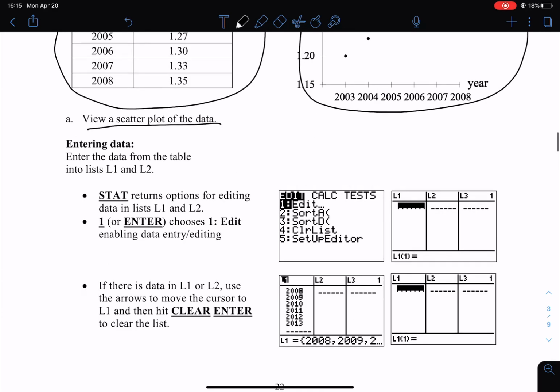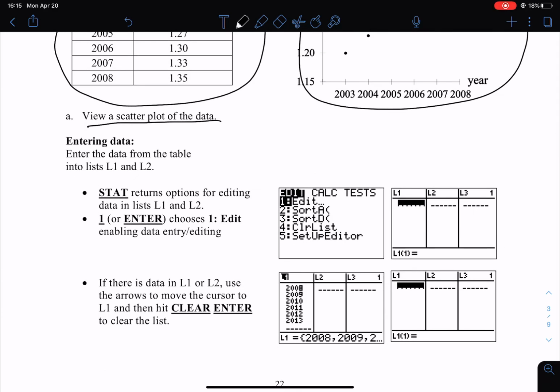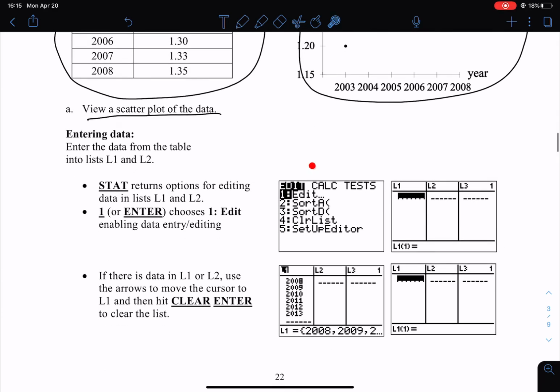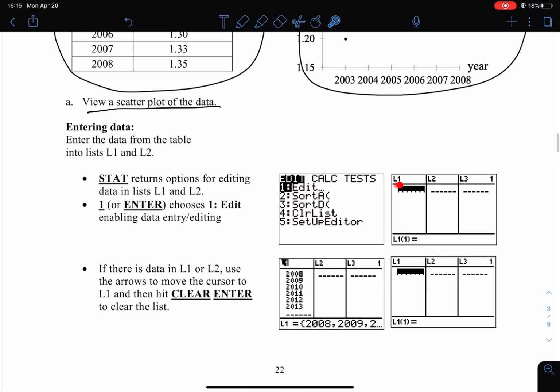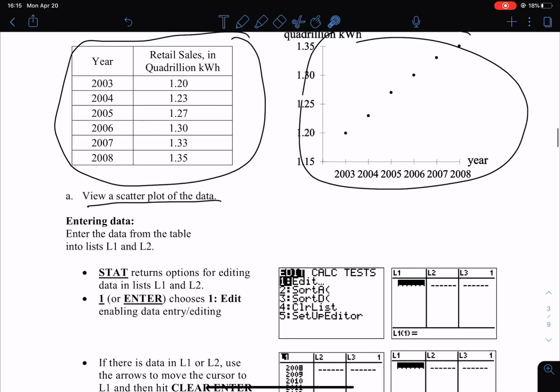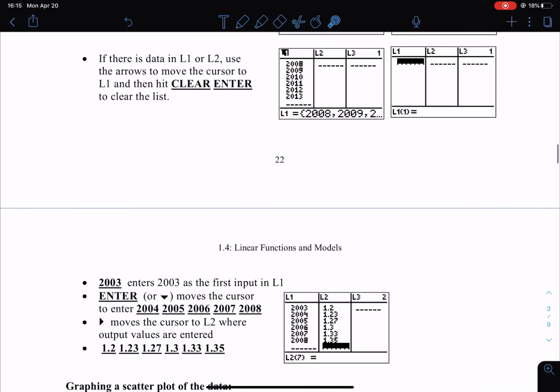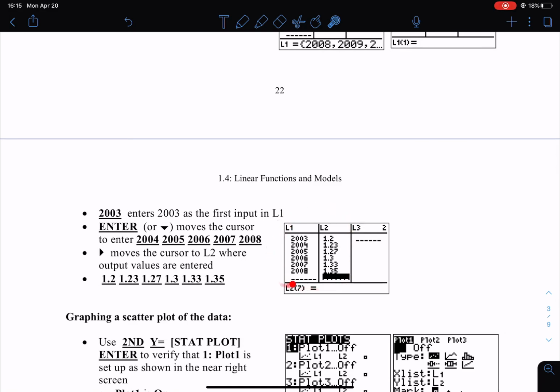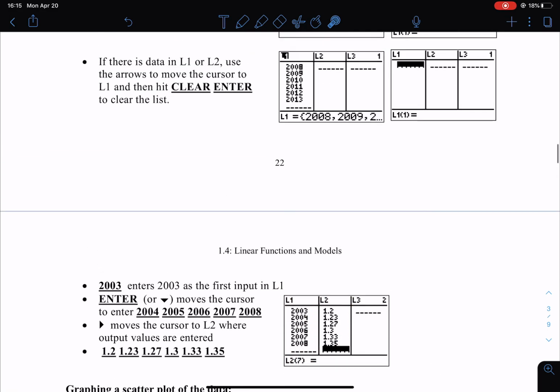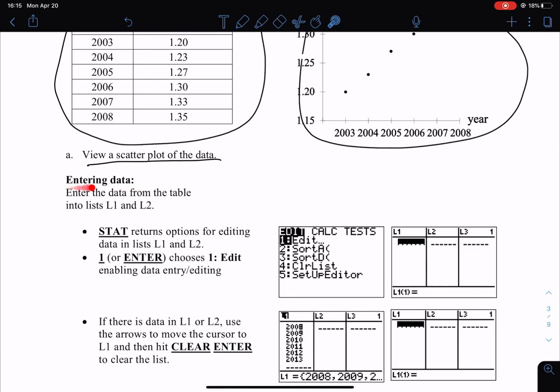First, in the calculator, we use STAT. After you hit STAT, we choose the first one, edit, and then you can see we have L1, L2, L3. L1 is just the column of year. This is L1, and L2 is just this one. After we have L1 and L2, like this table, we are done with the first part, entering data.